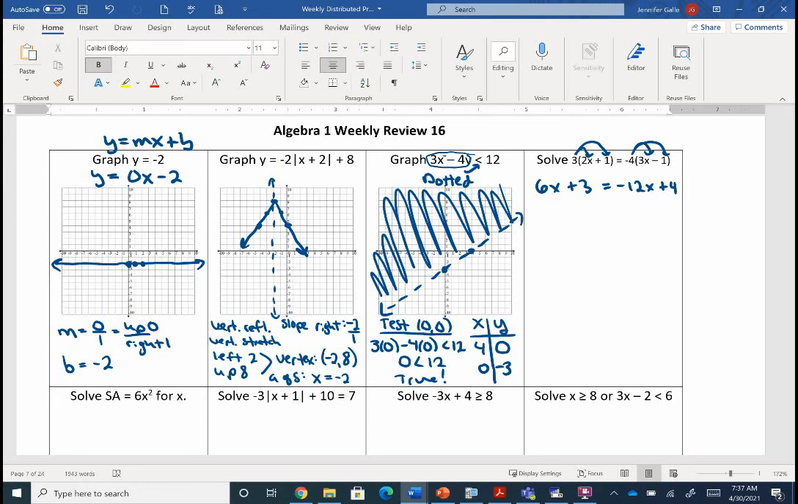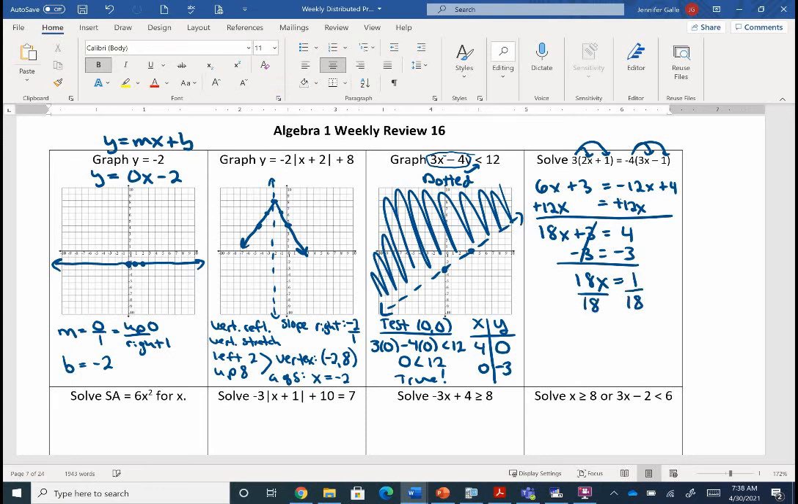I like to keep my variable positive if possible, so I'm going to add 12x to both sides. So 18x plus 3 equals 4. I undo my addition next by subtracting 3. So 18x equals 1. To undo multiplying by 18, we divide.